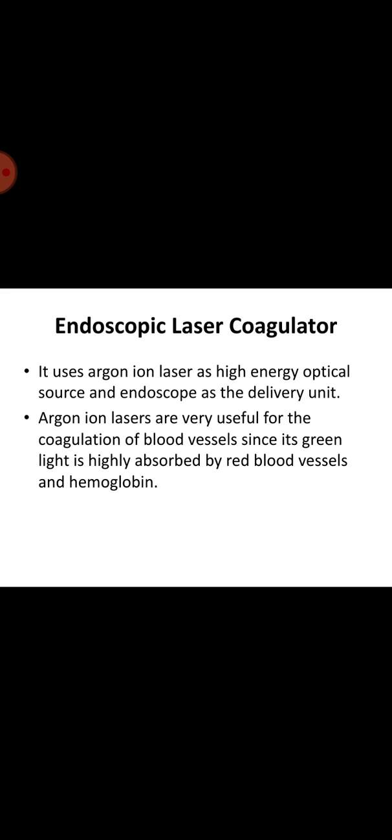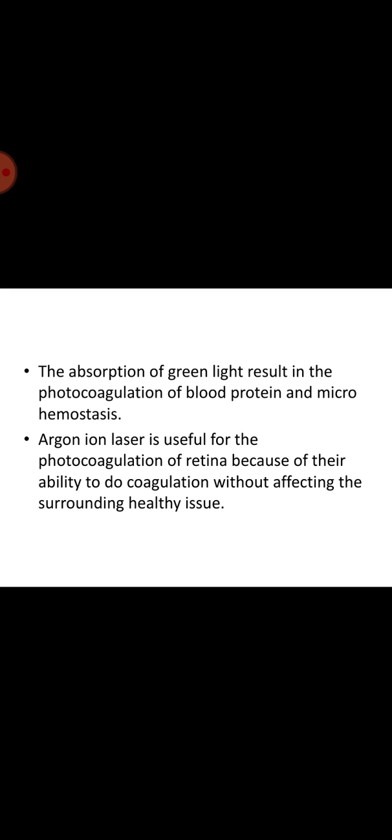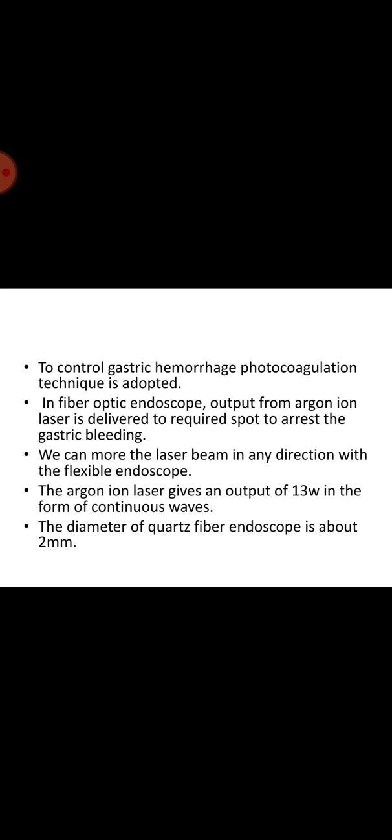Argon lasers are very useful for the coagulation of blood vessels, since their green light is highly absorbed by red blood cells and hemoglobin. The absorption of green light results in the photocoagulation of blood protein and microhemostasis. Argon laser is useful for the photocoagulation of the retina because of the ability to do coagulation without affecting the surrounding healthy tissue. To control gastric bleeding, photocoagulation techniques can be used, and in the fiber optic endoscope, the output from the argon ion laser is delivered to the required spot to arrest the gastric bleeding.